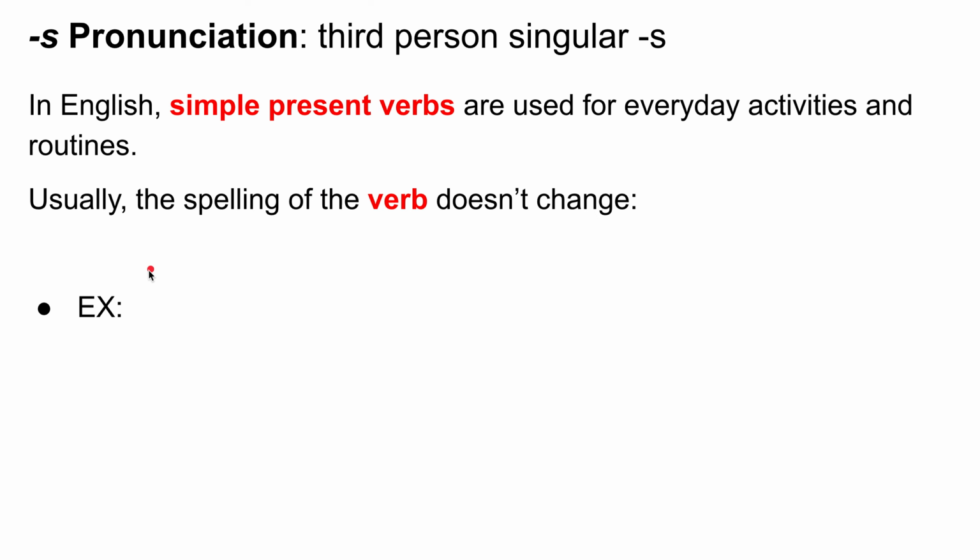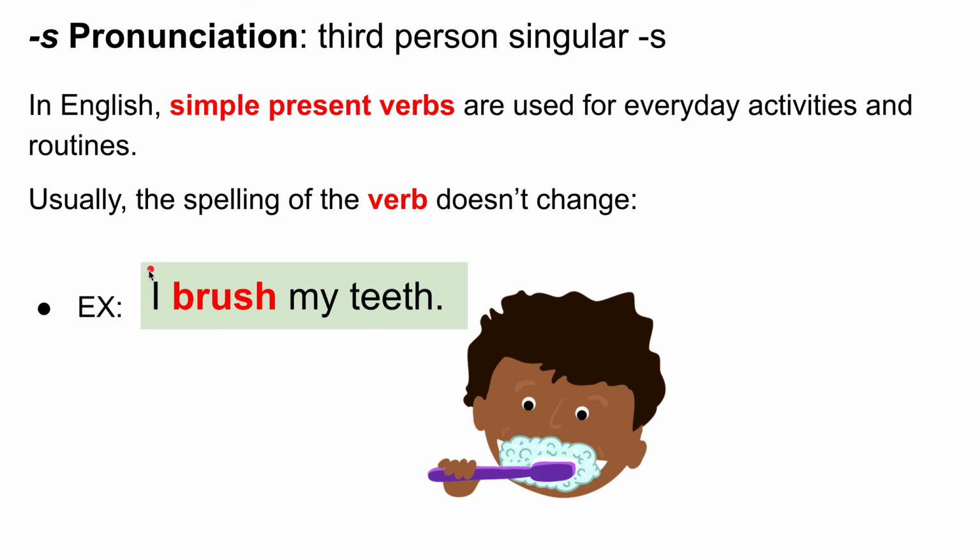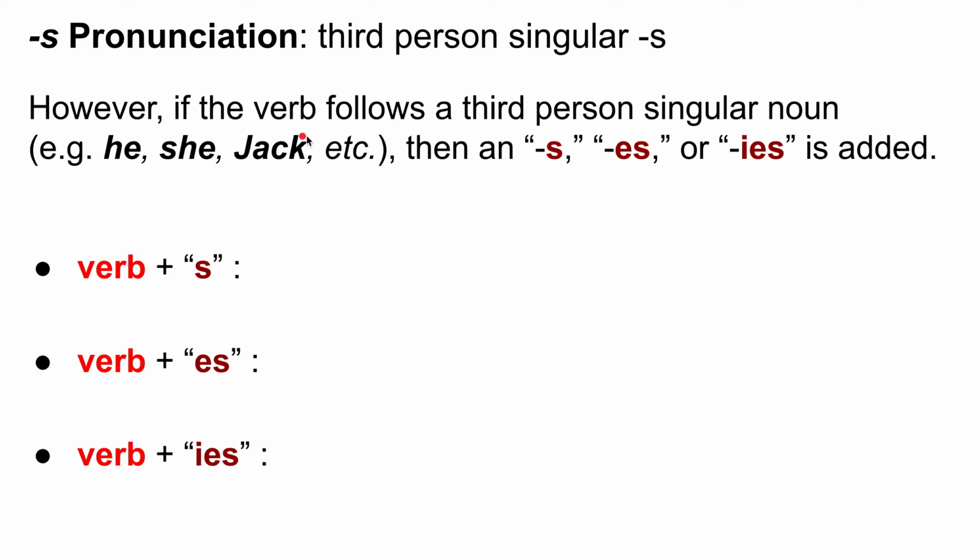So for example, I say brush, I brush my teeth. Brush is the base form. We don't change the spelling. Okay. However, if the verb follows a third person singular noun, such as he, she, Jack, it, etc., then an s, es, or an ies is added.